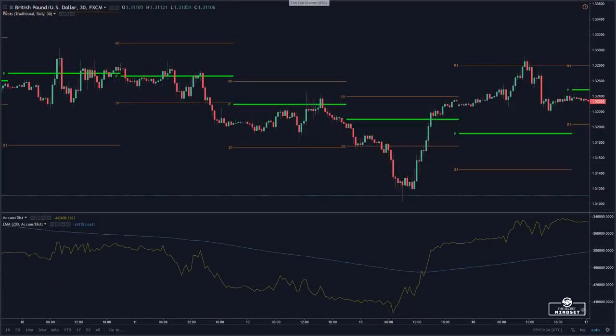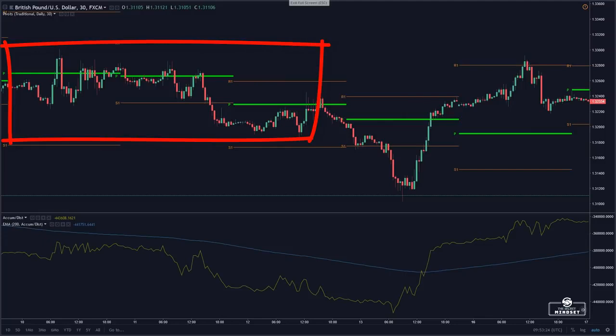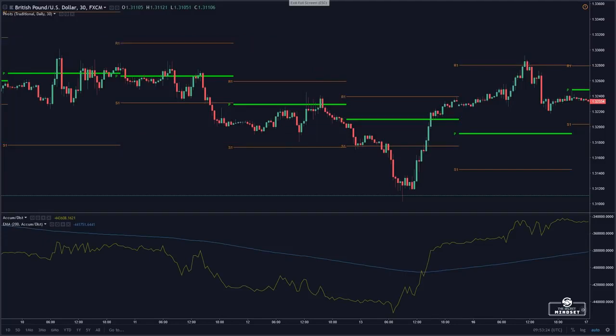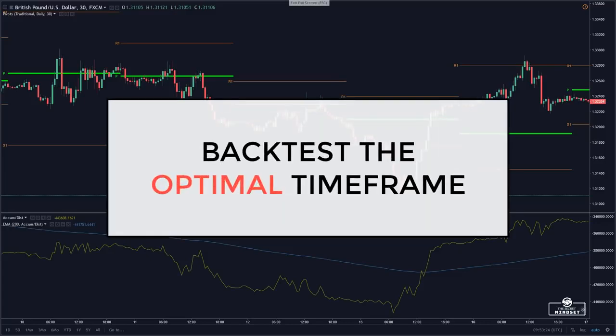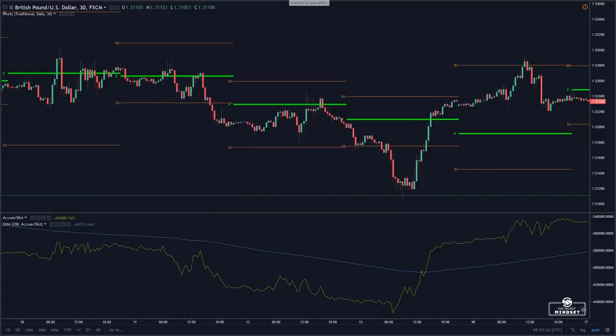Here's another example, the Pound USD. This time we have 5 trading days, during which at least 3 days are trading in a range. Please keep in mind that you have to adjust the time frame. If in the previous chart we used the 15 minutes time frame, on this pair we use the 30-minute chart. You have to backtest and see which time frame offers the higher probability setups.